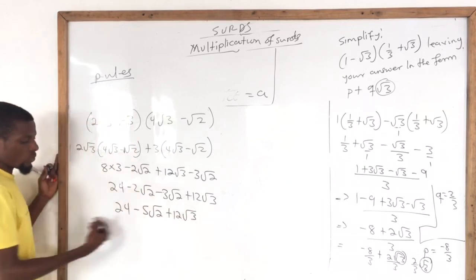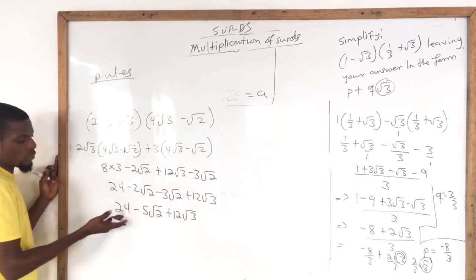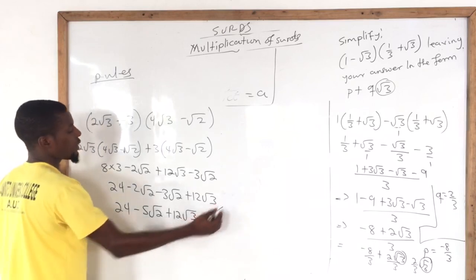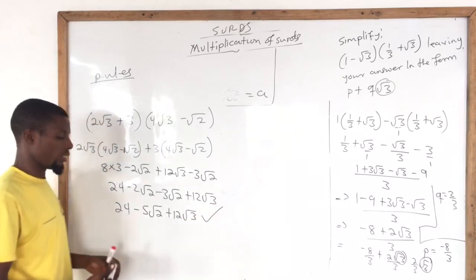Can I do anything to this? No, because the roots are different. This is also different, right? I cannot do anything to that. So this is where I end.